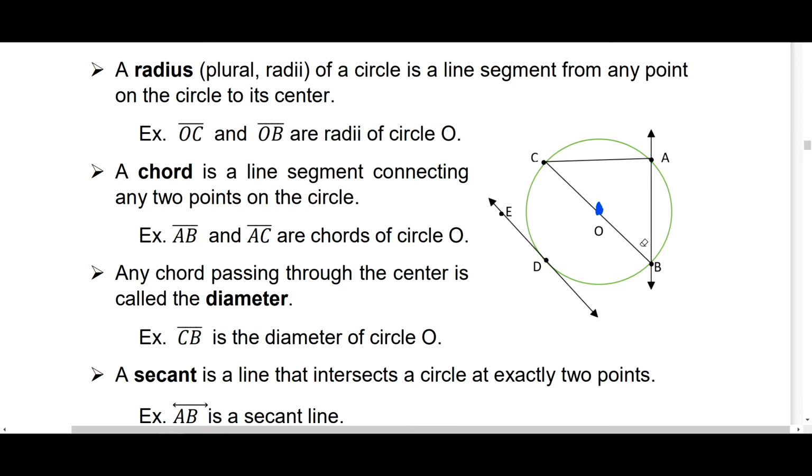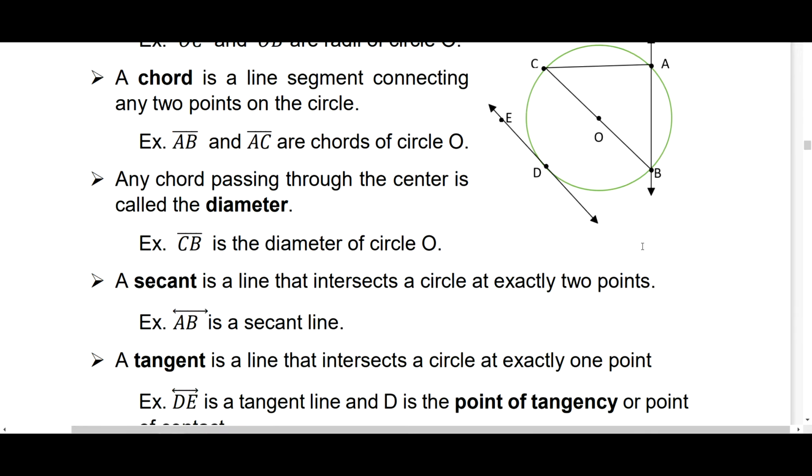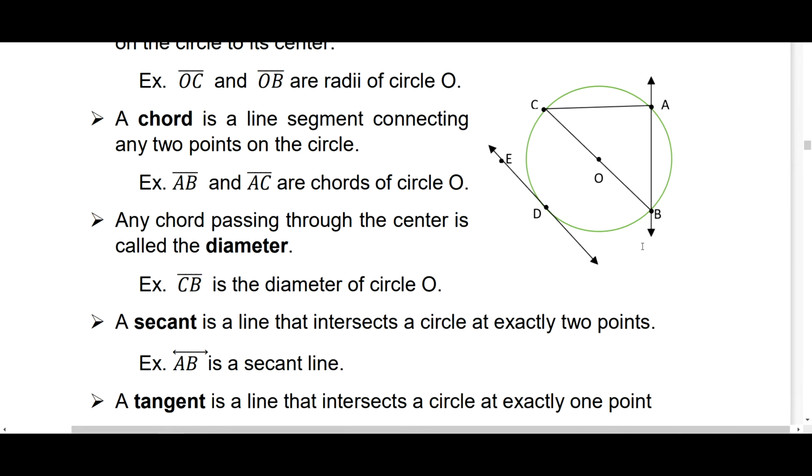Ayan. Next po, we have the secant. Pwede siyang basahin na secant, pwedeng secant. Okay. So, a secant line is a line that, kasi meron ding secant sa trigonometry. Now, a secant line is a line that intersects a circle at exactly 2 points. Ano yung difference niya sa chord? Si chord ay segment. So, as you can see, this is chord AB.